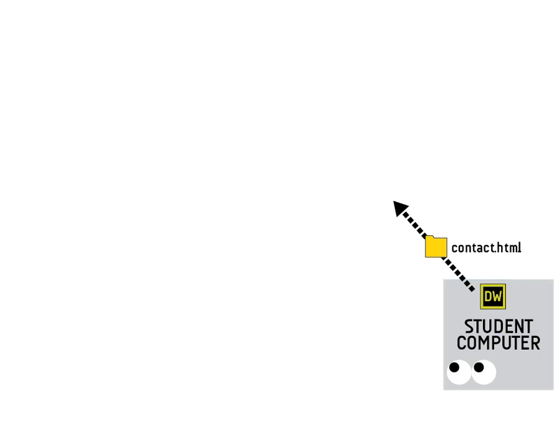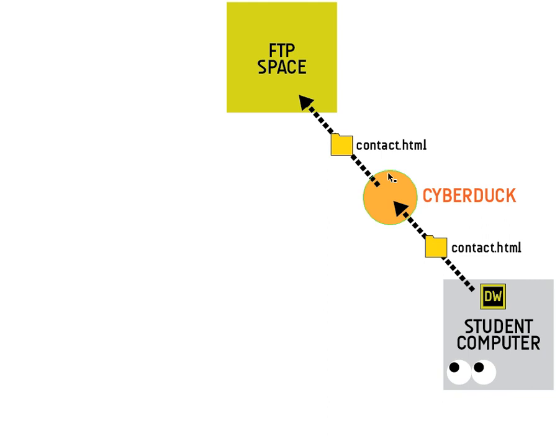So what do we do? Well, we're going to use Cyberduck. Okay, we're going to use Cyberduck. It's a little free FTP client. The client means it's a piece of software that allows us to access our FTP space that's been provided by Rasmussen. Alright, when we send it to Cyberduck, what really happens? What really happens is Cyberduck sends that file, see it's contact.html in both spots, up to your FTP space.